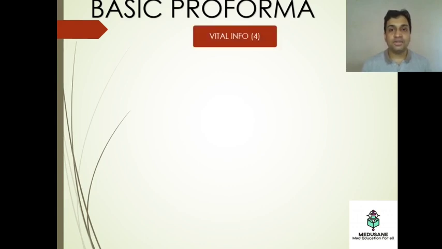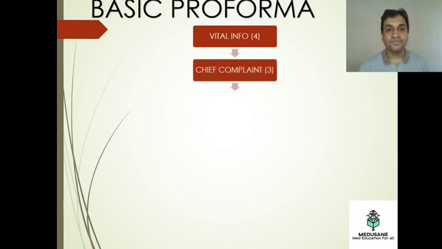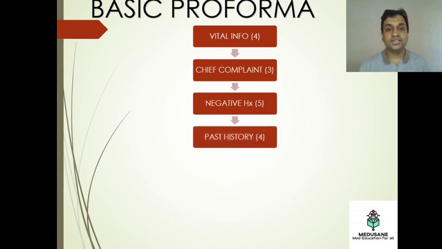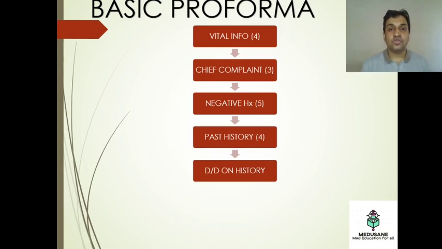So first we start with the vital information. Now please note there are these little numbers in brackets here, and those are the points. So under vital information we will cover 4 points. Under chief complaints we will cover 3 points. Under negative history we will cover 5 points. Under past history we will cover another 4 points, and that will lead us to our differential diagnosis on history.